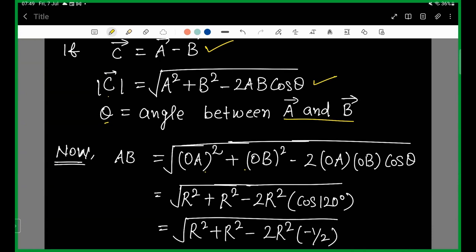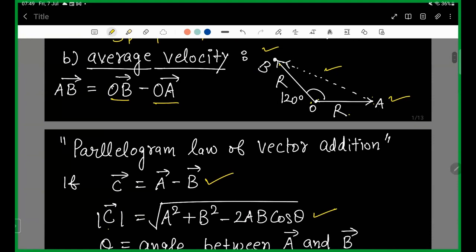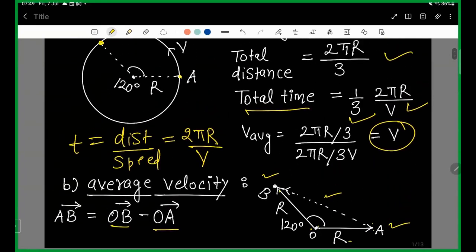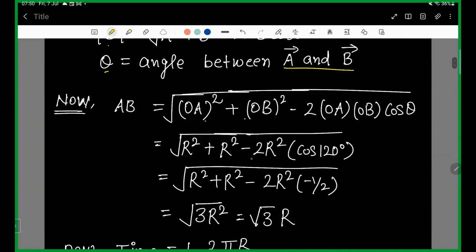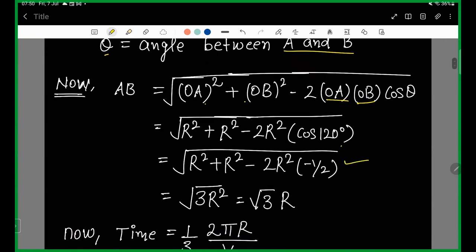So you can clearly visualize in this diagram OA is radius, also OB is radius. So OA square plus OB square means R square plus R square, minus 2 OA OB, that is minus 2R square, and the angle between them is 120. So cos 120. Cos 120 is minus 1 by 2. So if you put the value, you will get under root 3 R. So this is your total displacement.